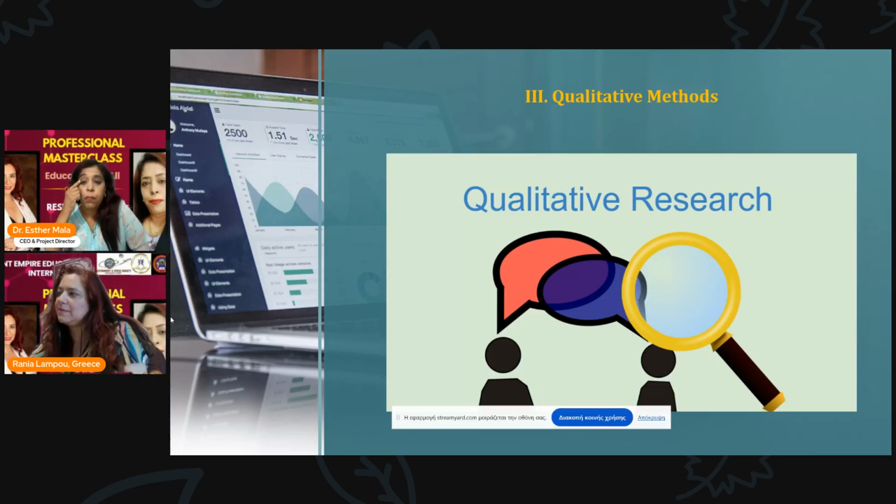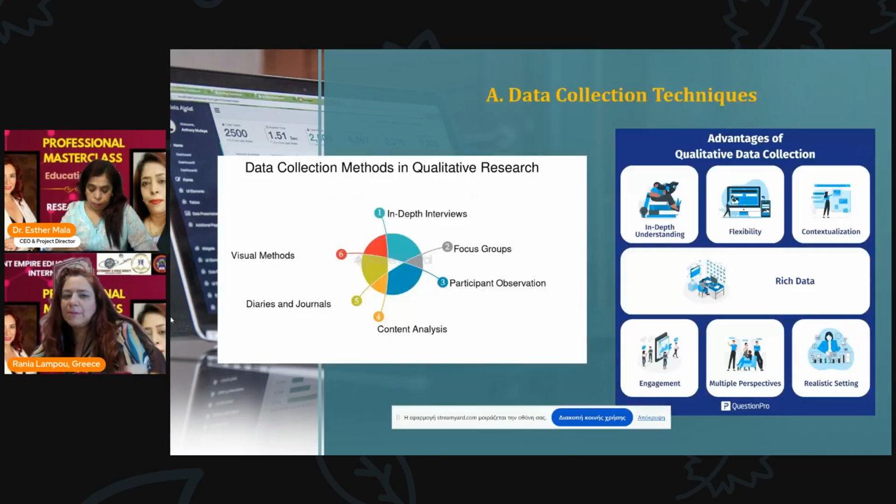basics about qualitative methods. About data collection techniques, you can see data collection here. We use in-depth interviews, focus groups, participant observation, content analysis, visual methods, diaries and journals, and some. The advantages of this is that we talk about flexibility, contextualization, rich data, multiple perspectives, realistic setting, and in-depth understanding.